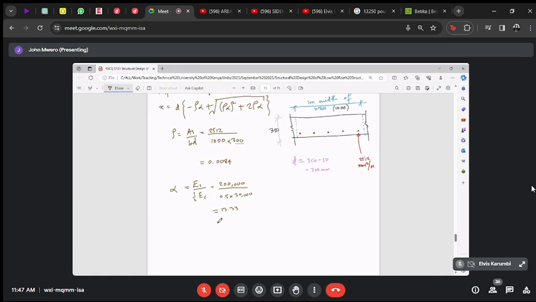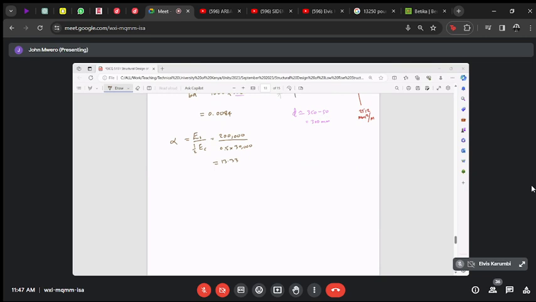You notice that both factors, rho and alpha, are dimensionless. For rho, we are dividing an area by an area, and for alpha, we are dividing the modulus of elasticity by another modulus of elasticity, so the units just cancel out. They're pure numbers.